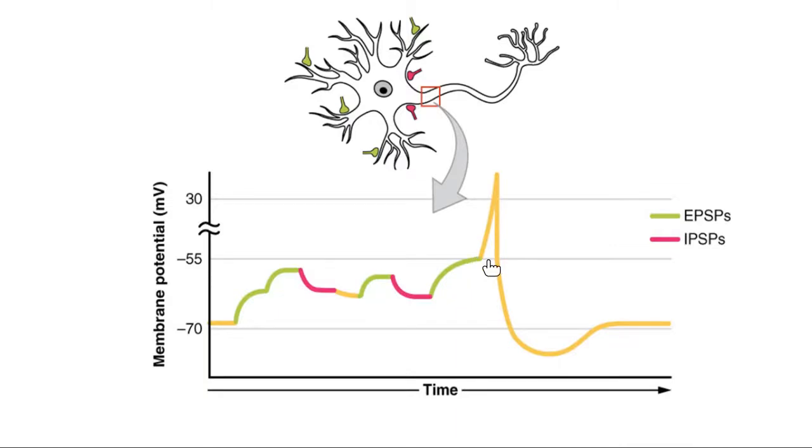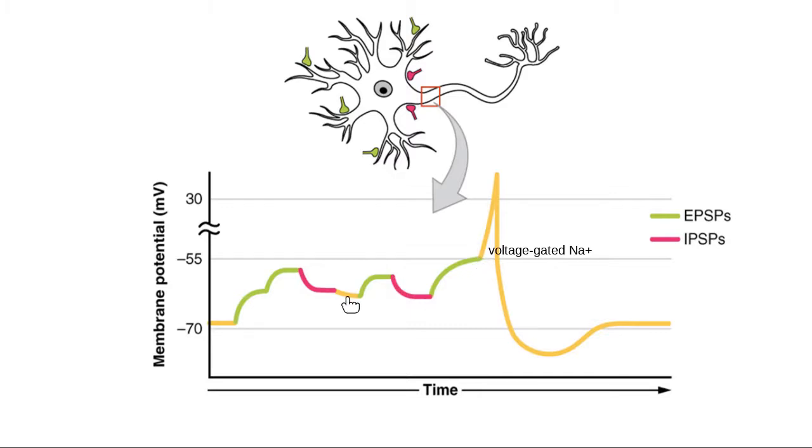Remind me, when a neuron hits threshold, which kind of ion channels open up at threshold? Which kind of ion channels open at threshold? Yeah, threshold is the point where voltage-gated channels take over. Voltage-gated sodium channels. This is the point where they take over.